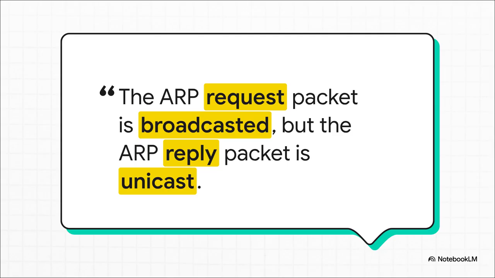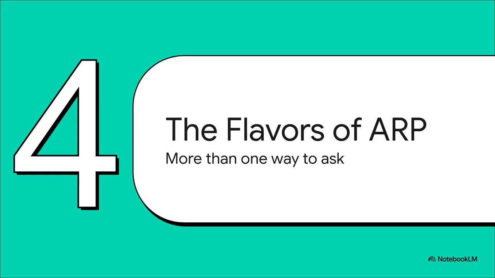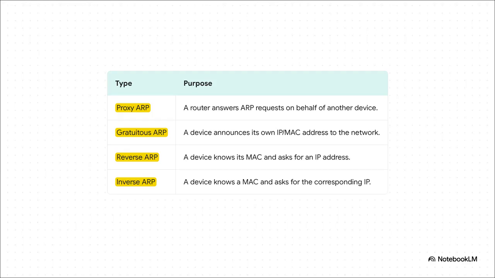It's really quite brilliant. But our detective is pretty versatile. You see, ARP isn't just a one-trick pony. It actually has several different variations or flavors for different networking situations. For example, there's proxy ARP, where a router acts like a helpful receptionist, answering requests on behalf of other devices. Then you have gratuitous ARP, where a device basically announces itself to the whole network to make sure there are no address conflicts. And, just like their names suggest, reverse and inverse ARP do the exact opposite. They start with a MAC address to find an IP.